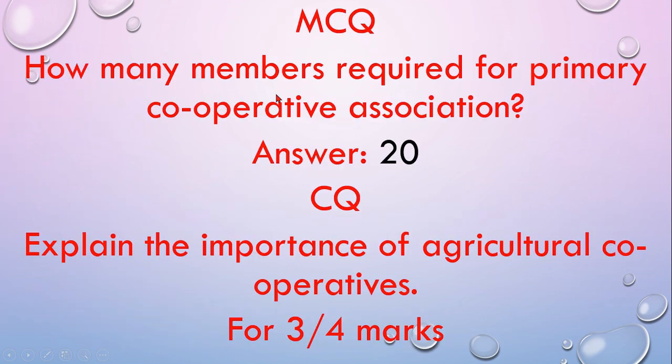You can get this type of MCQ question, like how many members are required for a primary cooperative, which is 20 members, and other MCQ questions like this. And creative questions like explain the importance of agricultural cooperatives, you can get for 3 or 4 marks, as well as the types of cooperatives you can get from this chapter, and cooperative rules. So this is all about today's lecture.